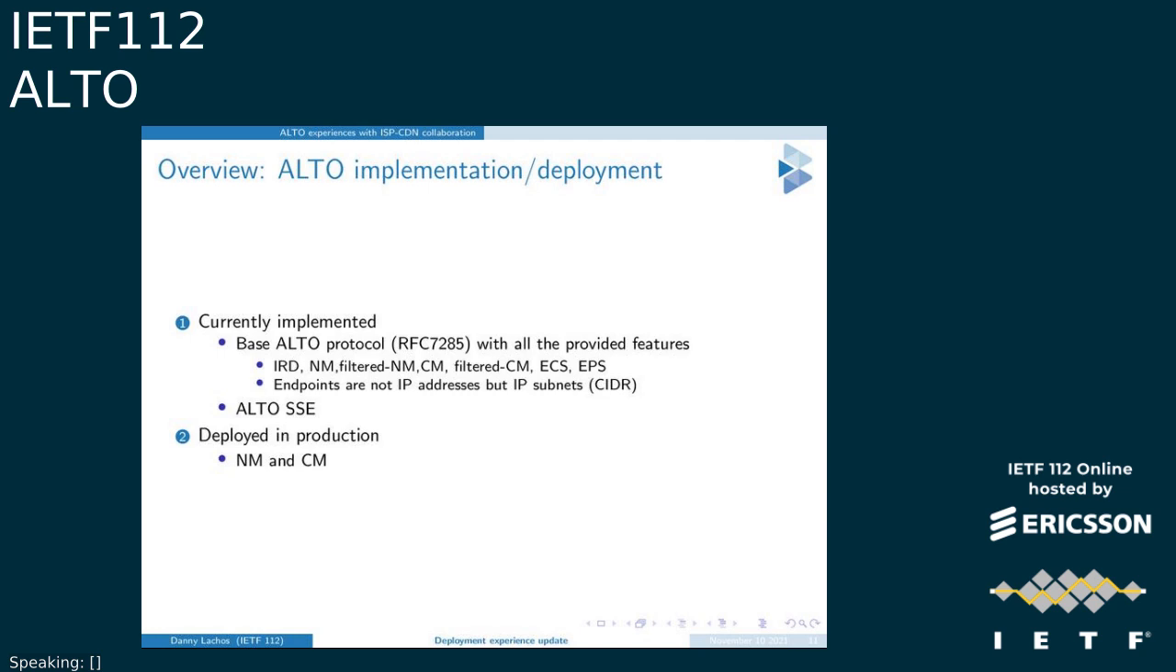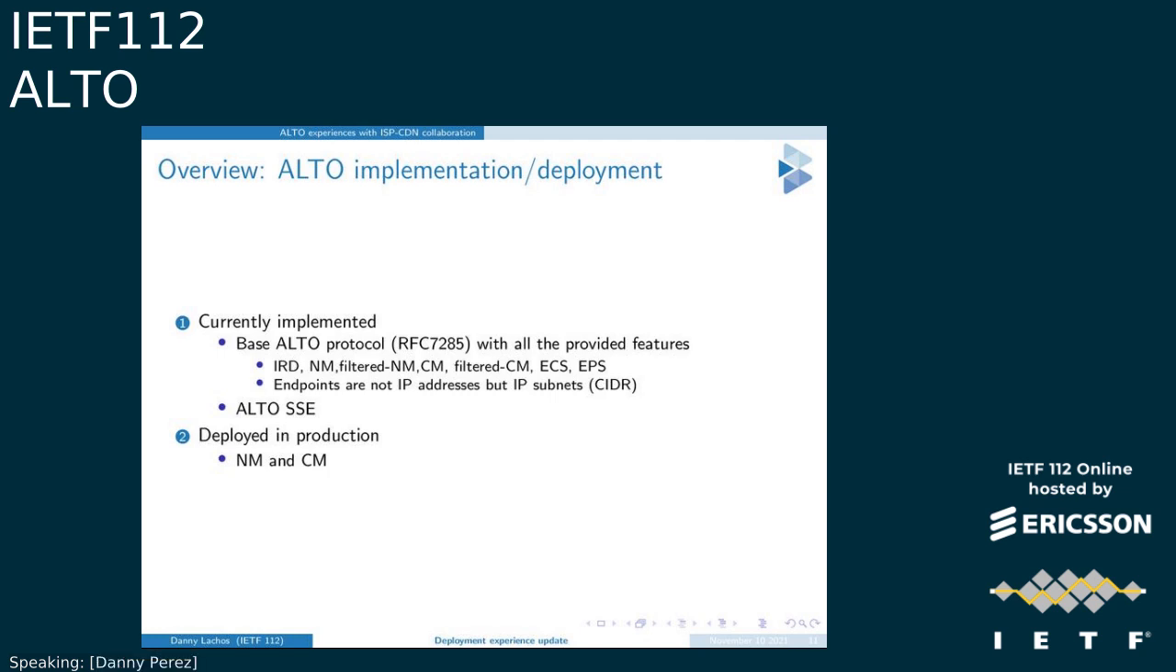Just to give an overview about what was implemented or deployed. Currently implemented is the base ALTO protocol with all the provided features: information resource directory, network map, filtered network map, cost map, endpoint services, etc. Here one point is that we differ from the RFC in at least one point, that is, our endpoints are not the IP addresses, they are the IP subnets. Therefore, we don't identify just one host.